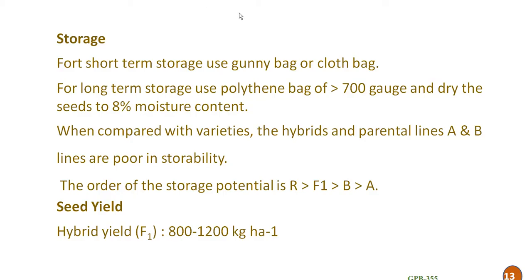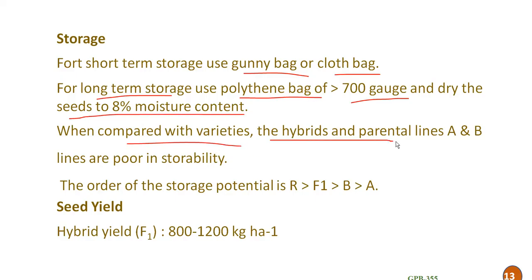For short-term storage, we generally use gunny bags or cloth bags, and for long-term storage, use polythene bags of more than 700 gauge and dry the seed to 8% moisture content. When compared with other varieties, the hybrids and parental lines, A and B lines, are poor in storability. Their storability order is given here: the order of storage potential is greater in R line, then F1, then B and then A. And lastly, the F1 hybrid seed yield is 800 to 1200 kg per hectare.